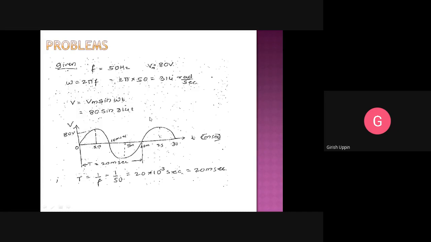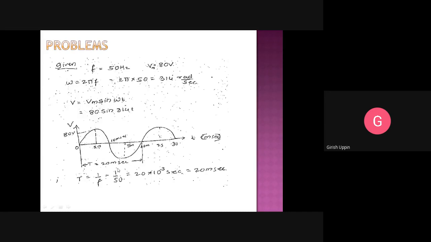And how to draw the waveform? You can take a graph page. On the graph page, you can set a scale for the voltage, and you can set the scale for the time. And how do we know the time taken for one cycle? That is nothing but the time period. And what is the time period? T is equal to 1 divided by f, that is 1 divided by 50, which gives 20 into 10 raised to minus 3 second, or 20 millisecond. So for one cycle to complete, it will take 20 millisecond. So accordingly you choose the x-axis.